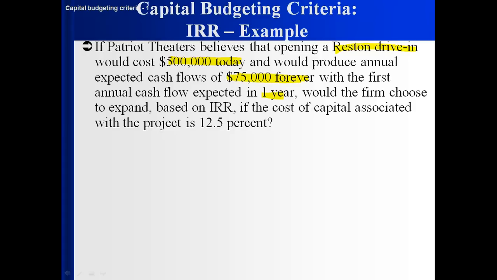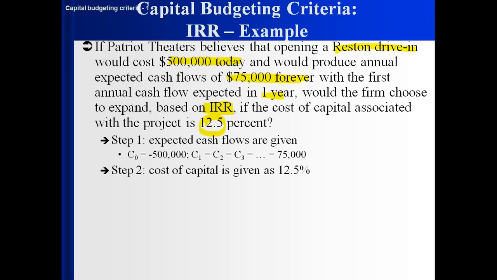Would they choose to expand? Do they want to take this project if the cost of capital of the project is 12.5%? So figure out the IRR, and if it's greater than 12.5, take the project. If it's less than 12.5, reject the project. Well, here's an interesting case where you put in 500,000 and then you get 75, 75, 75, 75, 75, 75, 75 forever and ever.